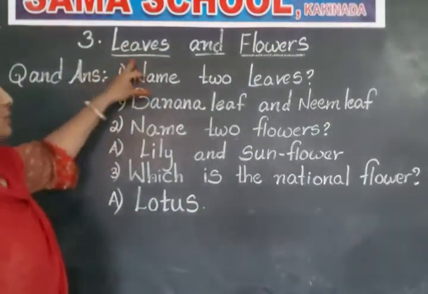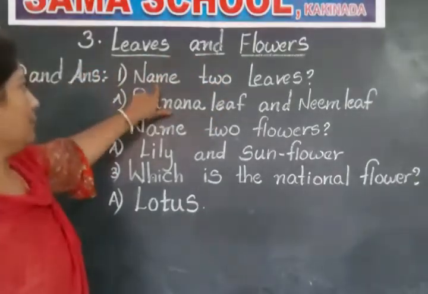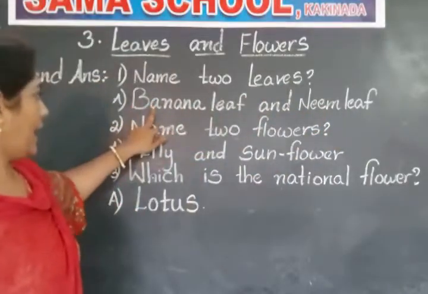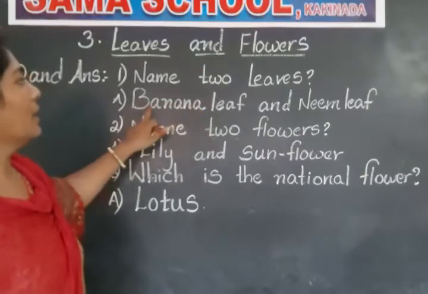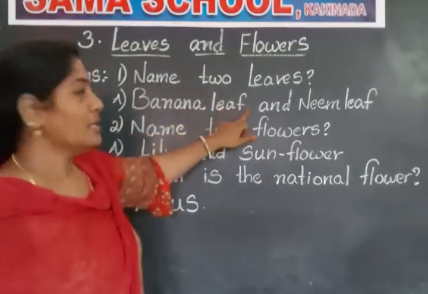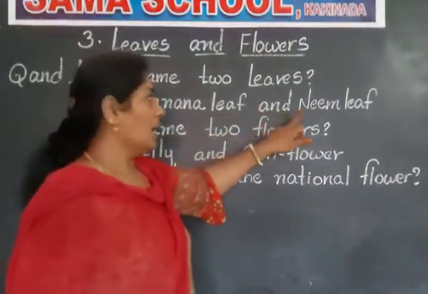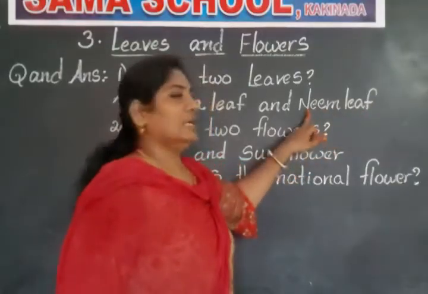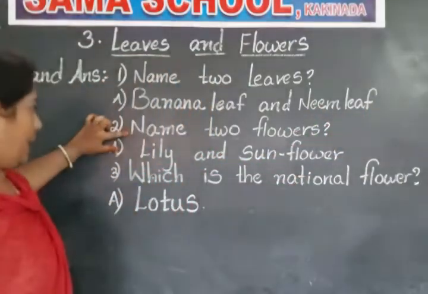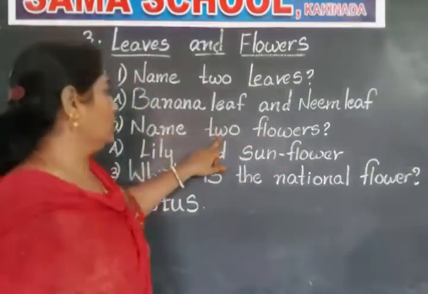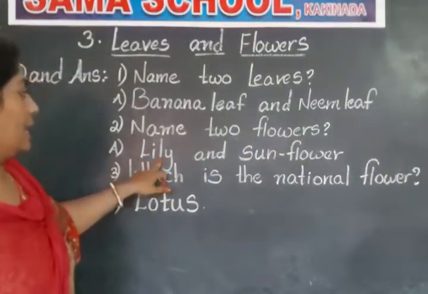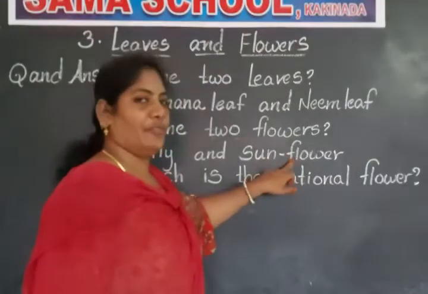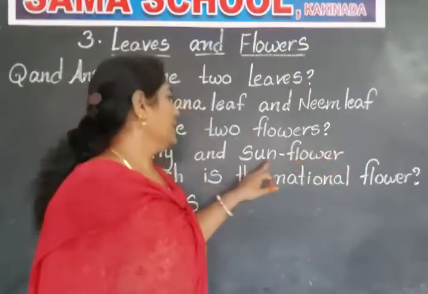Three questions are there in this lesson, leaves and flowers. I am going to explain once again. Name two leaves: banana leaf and neem leaf. B A N A N A, banana. L E A F, leaf. N E E M, neem leaf. Second one, name two flowers: L I L Y, lily, and S U N F L O W E R, sunflower.